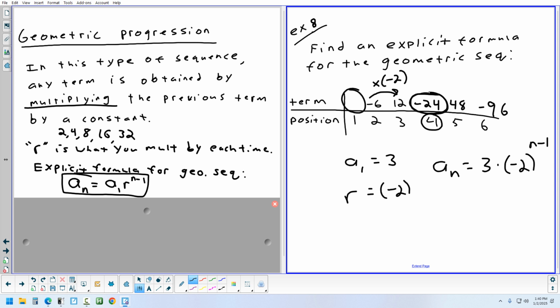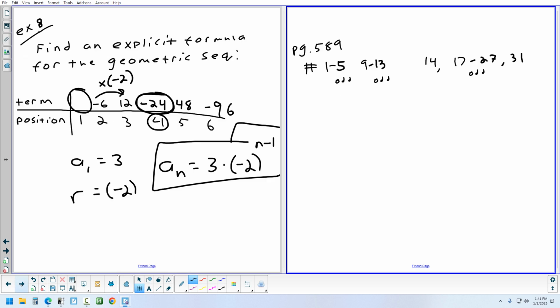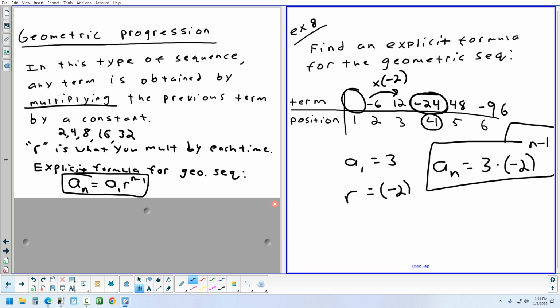Yep. So the arithmetic's a little harder. Like if I said find the 100th term, you'd have to raise -2 to the 99th power. But you just use your calculator. Okay. Any question on that one? Right, that's how you find the pattern for a geometric sequence. This will all be on the midterm though.